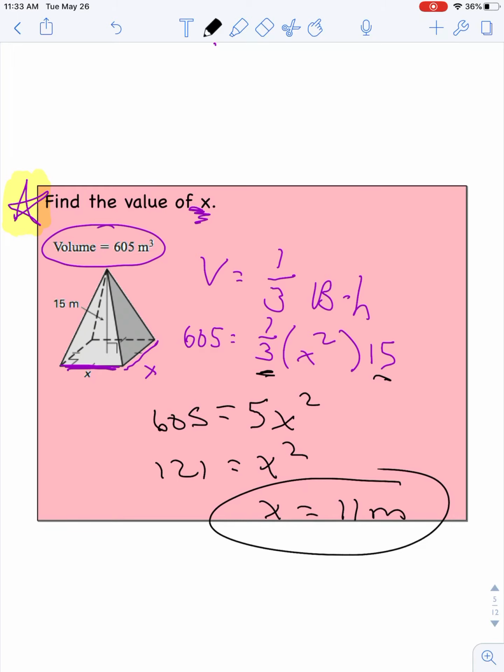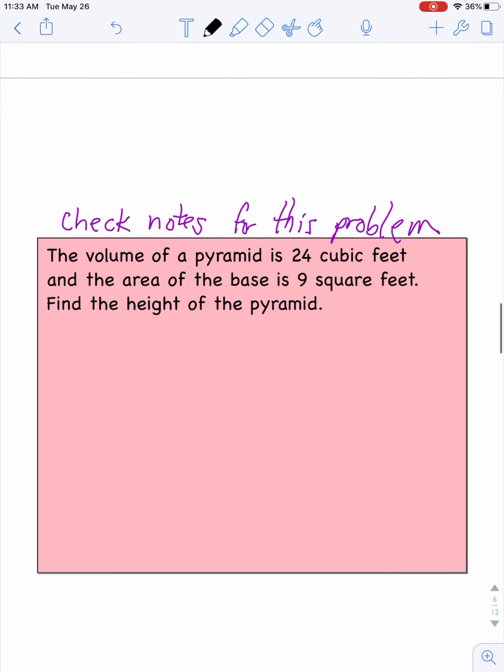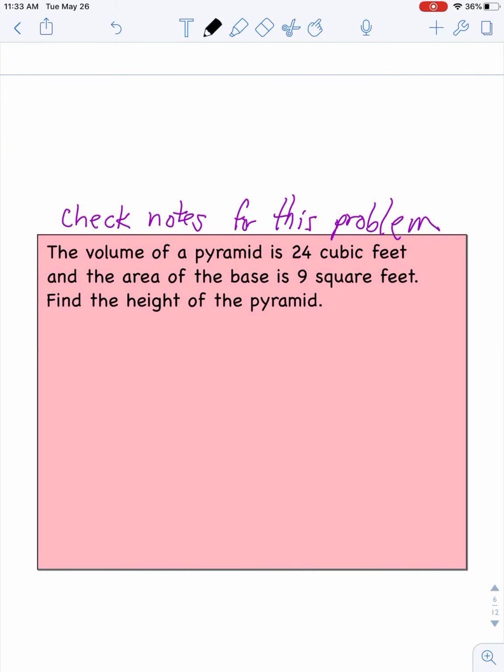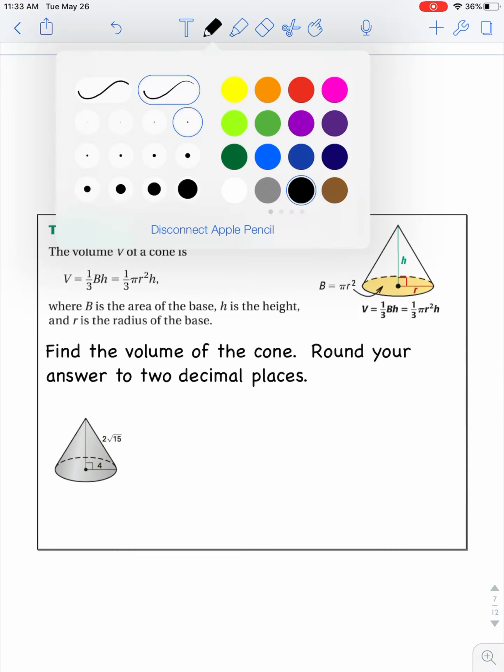So working backwards, practice some like that as you choose some problems later on. Again, here's another one where you're working backward. I'll work that one out for you for extra practice so that you make sure you're being successful as we work through these, and you'll be successful on our last test next week. All right, so let's move on to volume of a cone.